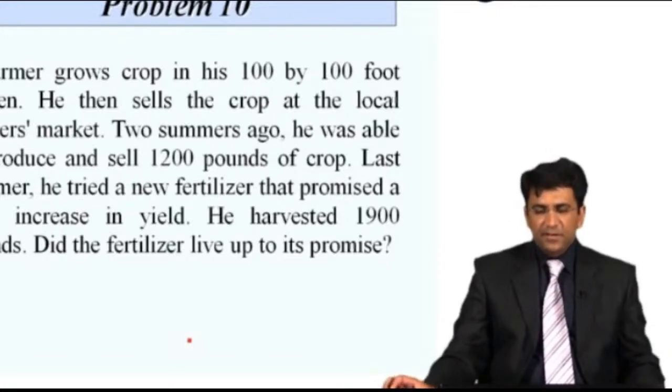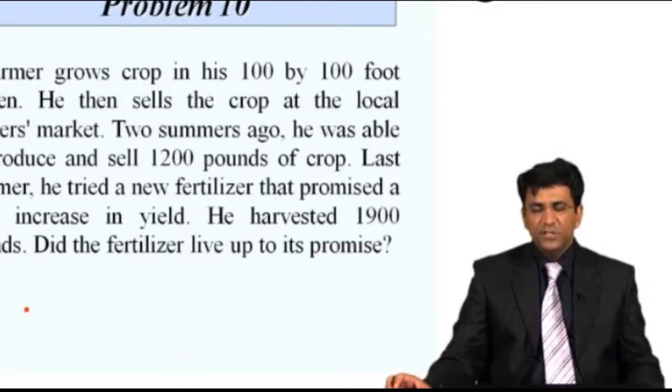Students, let's discuss another example. A farmer grows crop in his 100 by 100 foot garden. He then sells the crop at the local farmers market. 2 summers ago, he was able to produce and sell 1200 pounds of crop. Last summer, he tried a new fertilizer that promised a 50% increase in yield. He harvested 1900 pounds. Did the fertilizer live up to its promise?